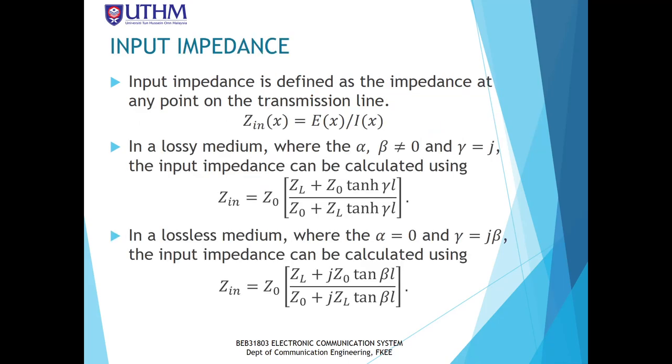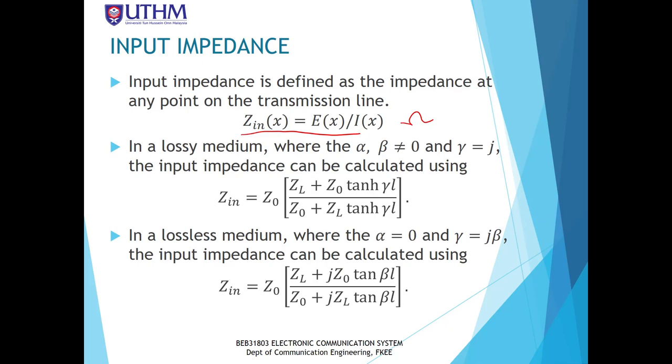Input impedance. So this is different. Input impedance is defined as the impedance at any point in the transmission line. Dia adalah impedance pada satu-satu titik dalam transmission line tersebut. Okay. So Z input is equal to E over I. This is Ohm's law. This is in terms of Ohm.